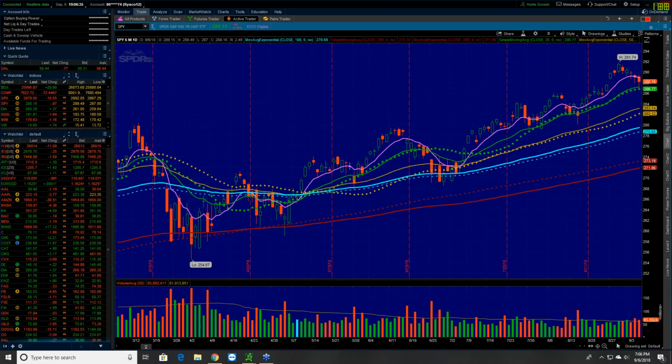Going into tomorrow's session or next week, if we can get some selling where we break some of these support levels, it happens on bigger volume, that could certainly open things up for the rest of this year. That's what I'm really looking forward to.